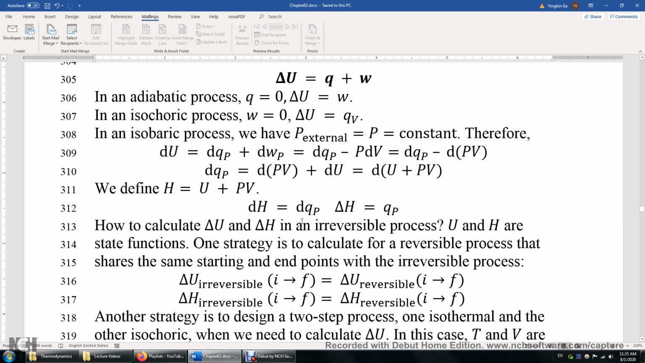What does that mean? That means if a system undergoes an isobaric process, the change of the enthalpy of the system is equal to the heat flow.